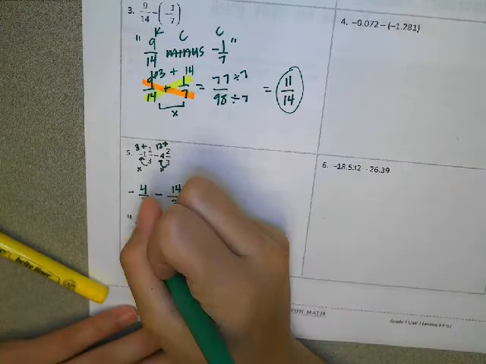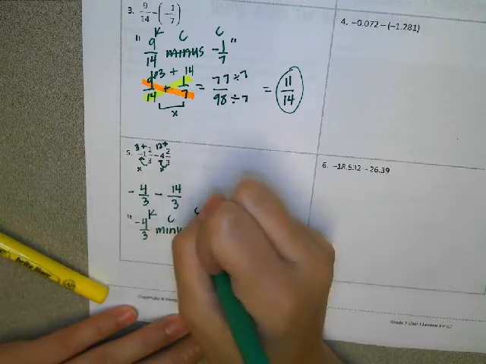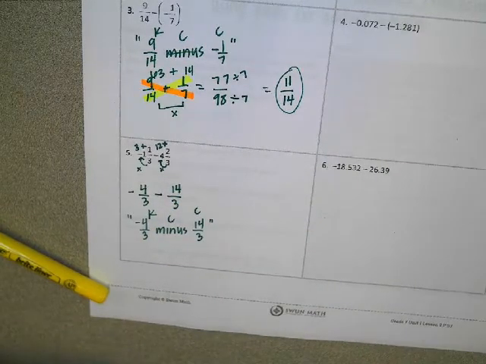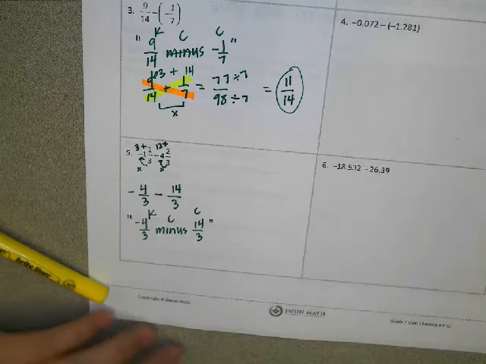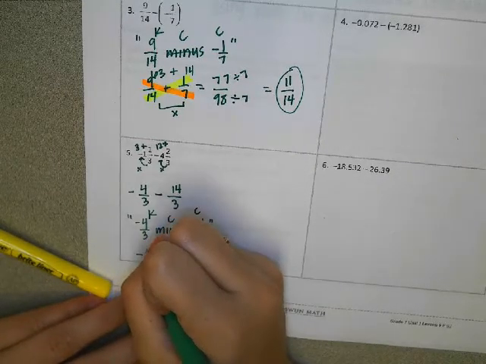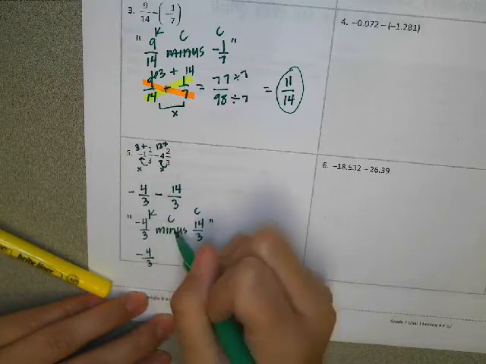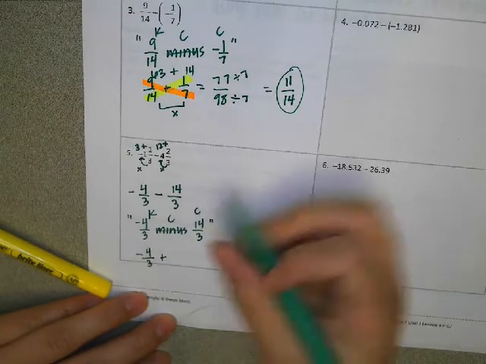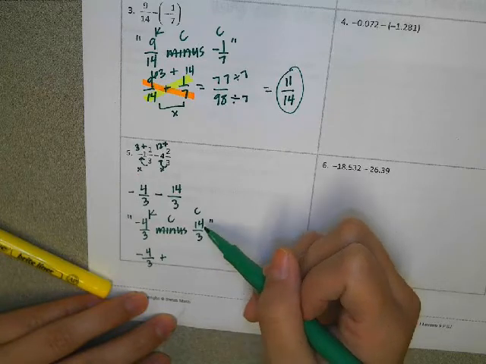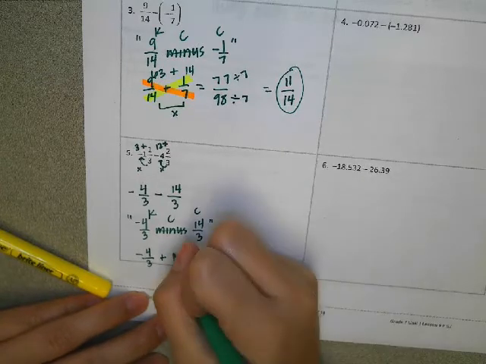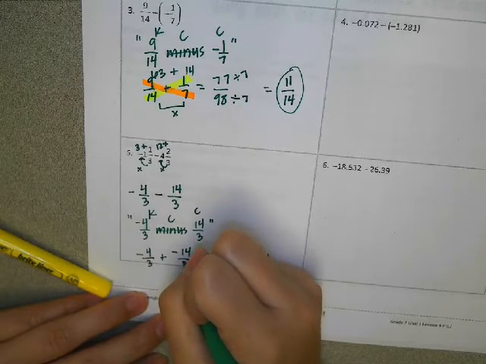And this last one was a little bit tricky because we already had a common denominator, so we could skip a lot of steps. The first thing though that we need to do is use keep, change, change. So I'm going to keep the first term the same, -4/3. I'm going to change minus to a plus, and I'm going to change 14/3 into its opposite. The opposite of a positive is a negative, so -14/3.